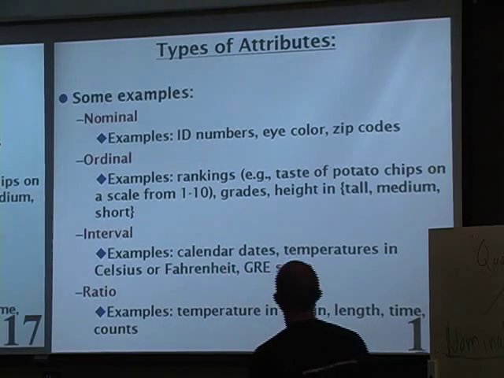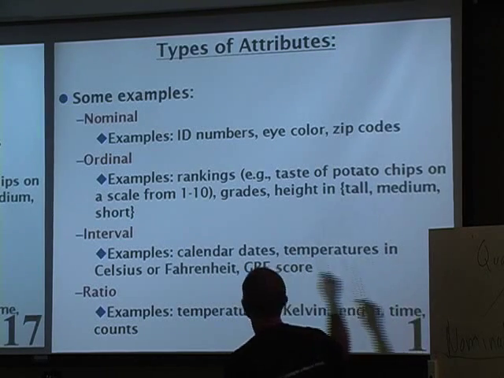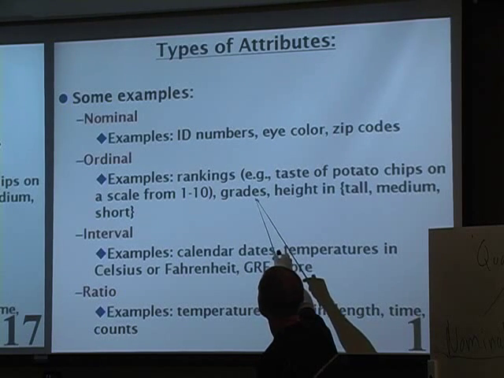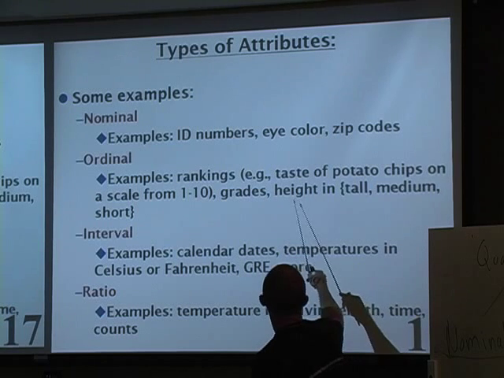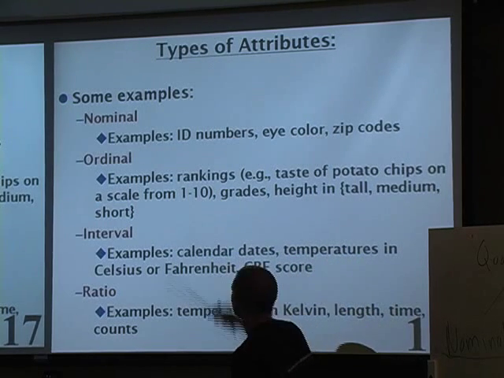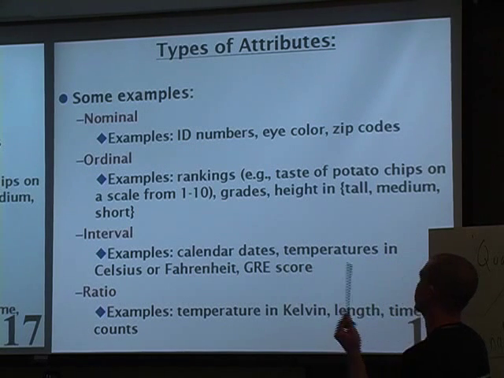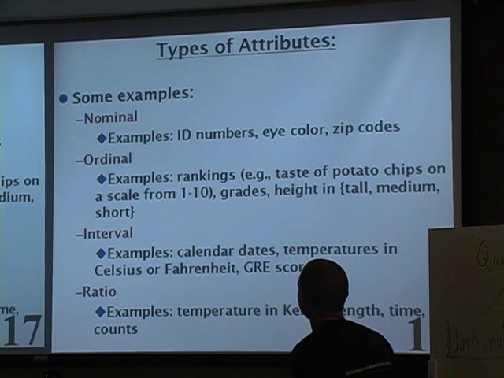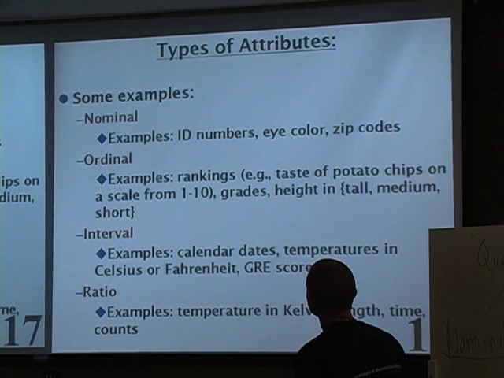Ordinal would be like your height: tall, medium, short. Medium is closer to short than tall is. Grades: A, B, C, D, F. A is closer to B than F is. Taste of potato chips on a scale from 1 to 10, or if you ask people to rate web pages on some scale, that could be ordinal data. So basically they're categories, but they have order.